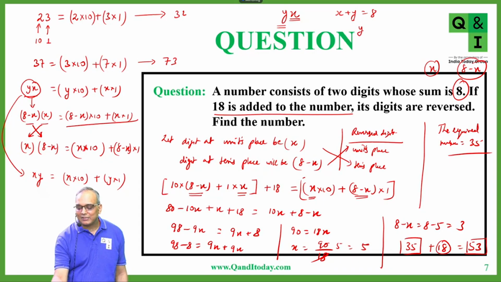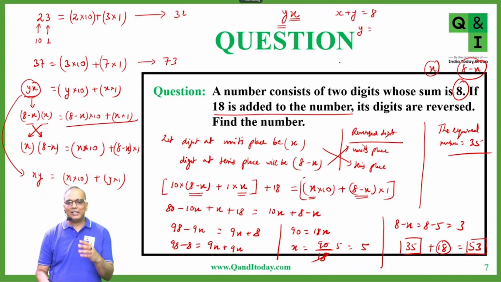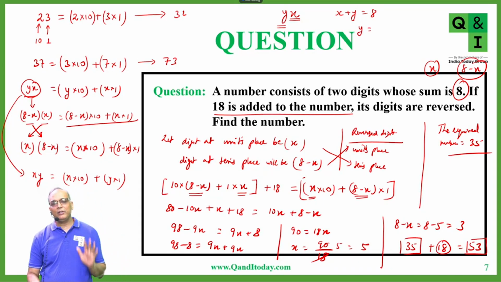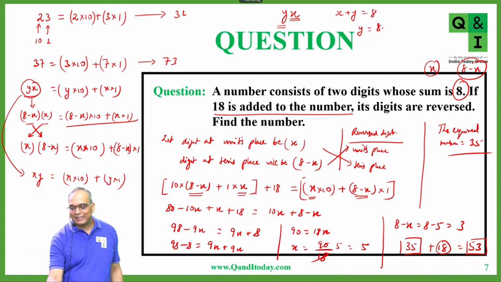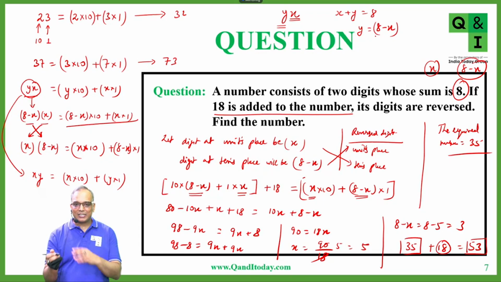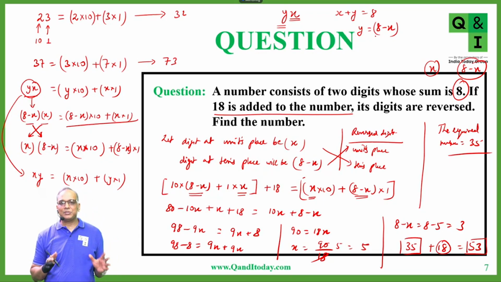So because this is a linear equation in one variable, we have to keep only one variable. So let us keep x with us. Then y is equal to 8 minus x. Wherever y is there, we can substitute it by that digit 8 minus x. So 8 minus x is a single digit.